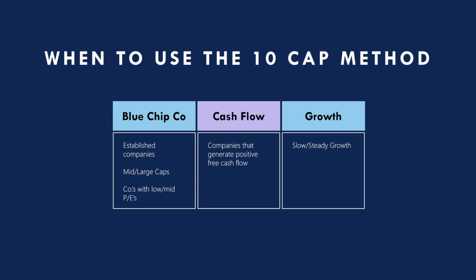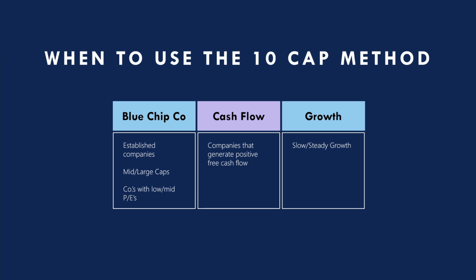You're also looking for companies that have slow and steady growth. So essentially they're growing maybe 1% per year to about 10% per year. You can think of a company like Walmart as a really good example of a company used for this type of method.